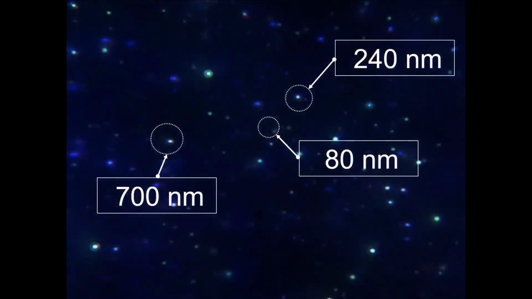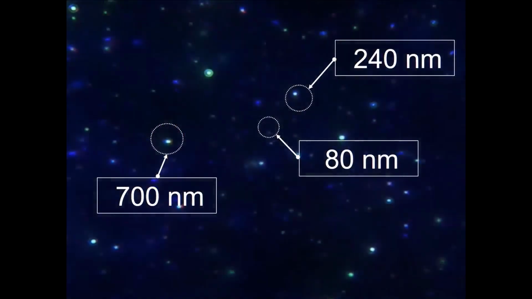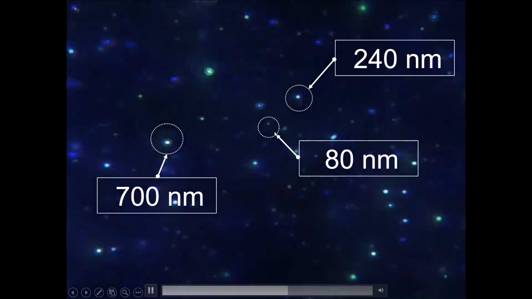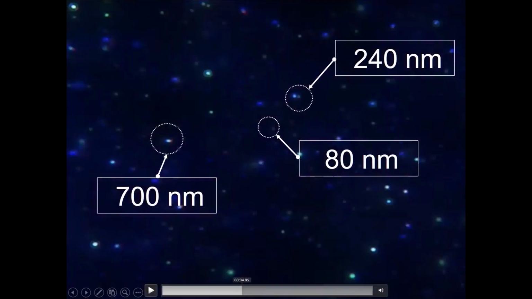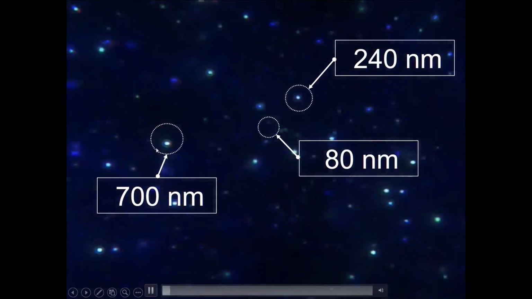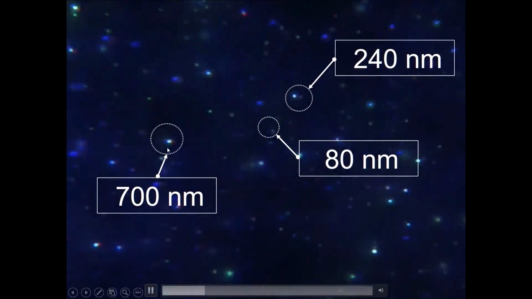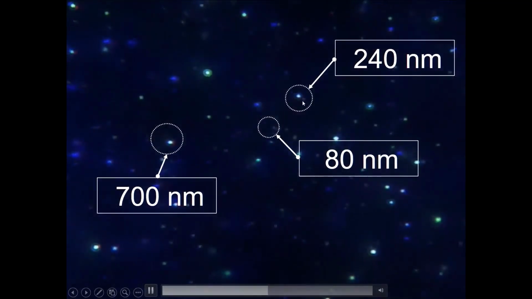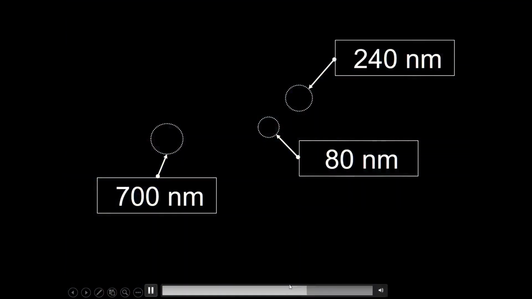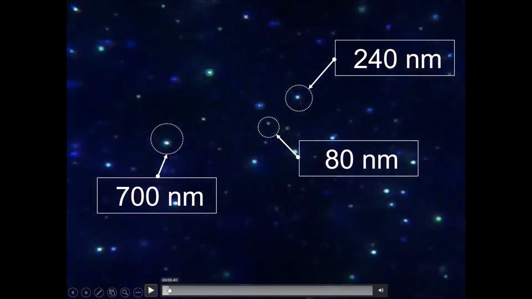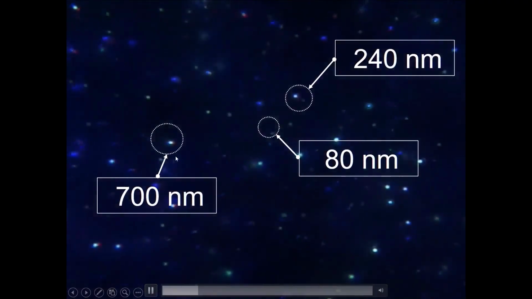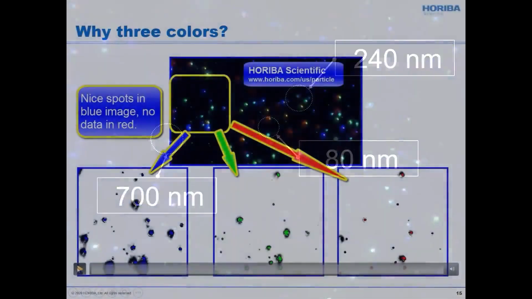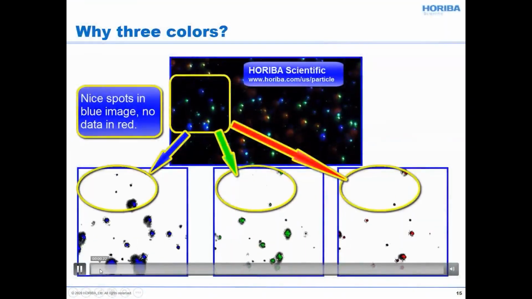So here is a quick video, and you'll see the 80 nanometer particle more or less in the middle, moving around quite rapidly. Then you'll see on the left side, the larger 700 nanometer particle, it's moving slowly. And then the 240 on the right, it's moving somewhere in speed between the 80 and 700. Now, of course, I talk about speed, but these are just kind of random motions due to Brownian diffusion. Jumping to another video to show some detail.